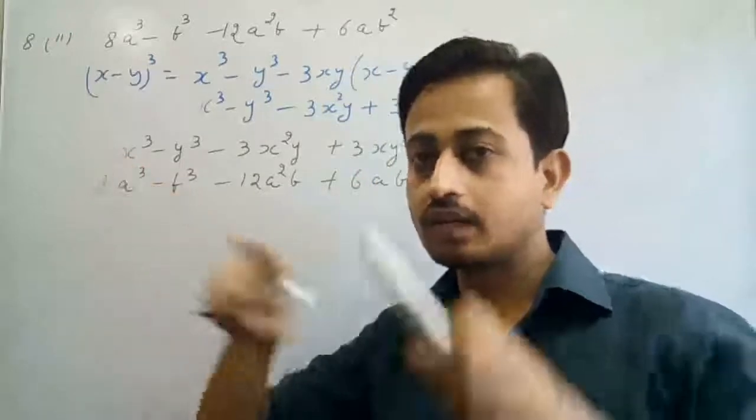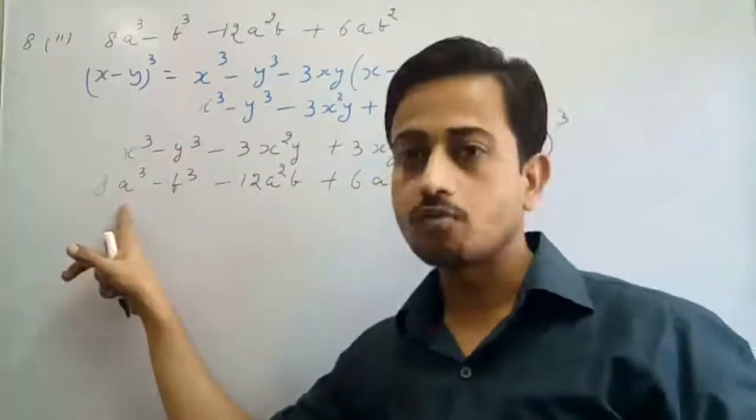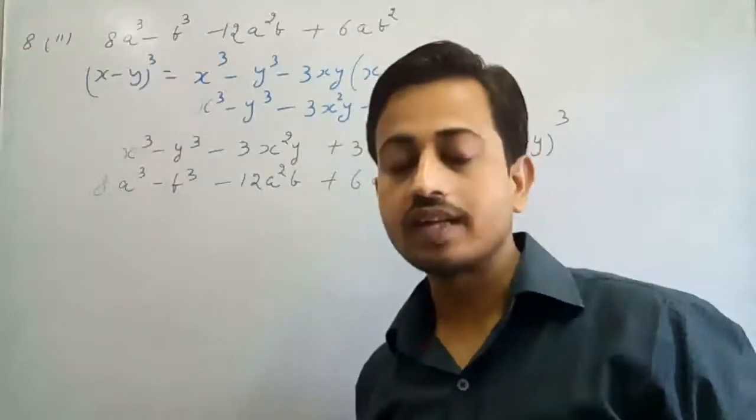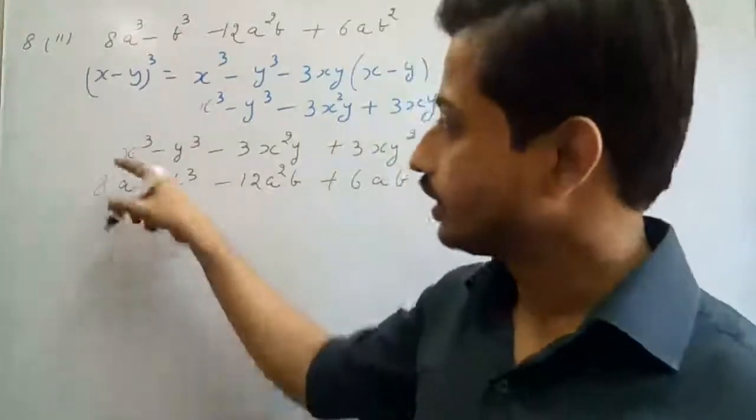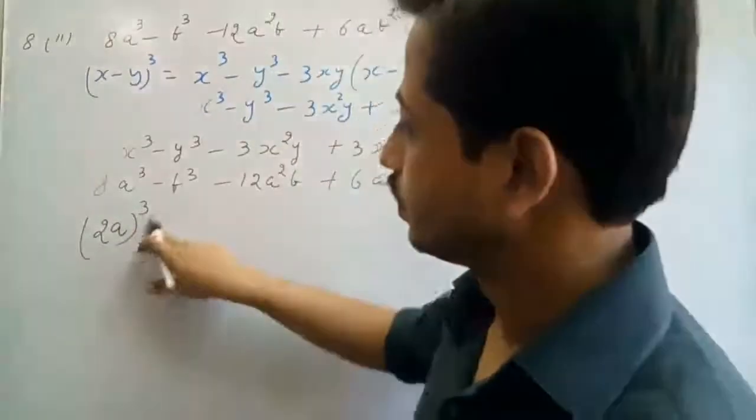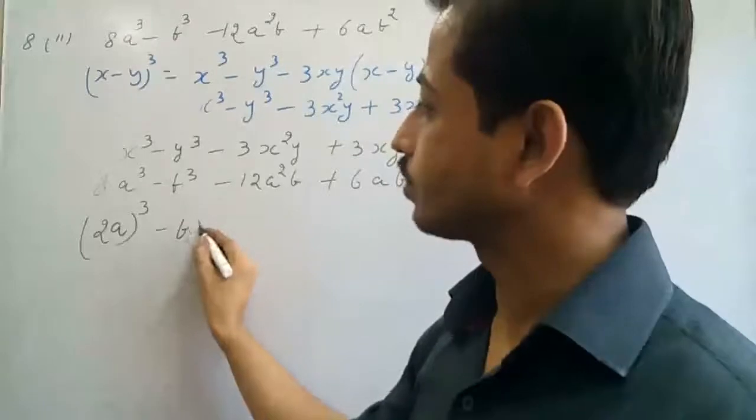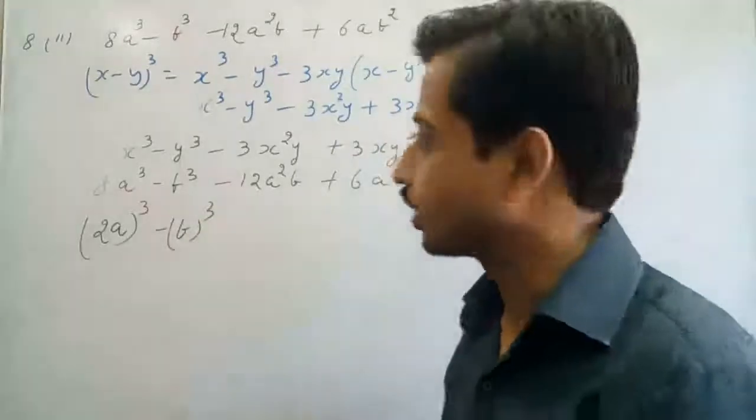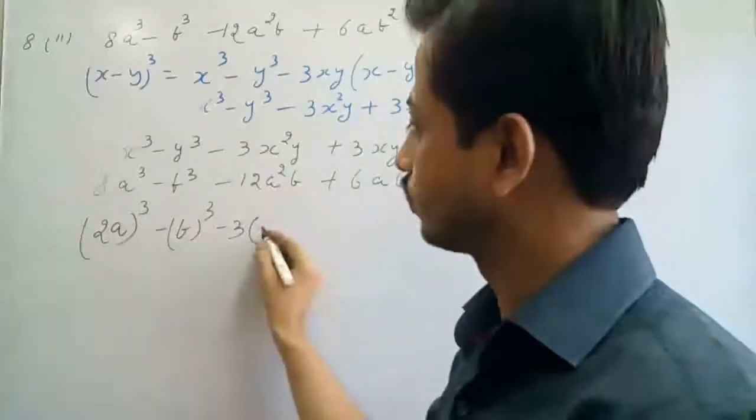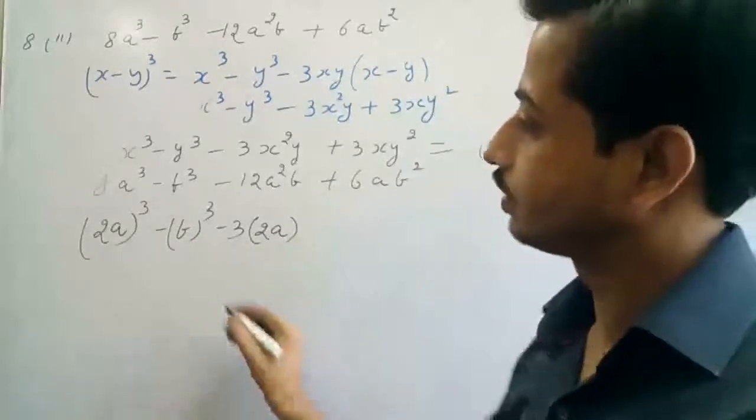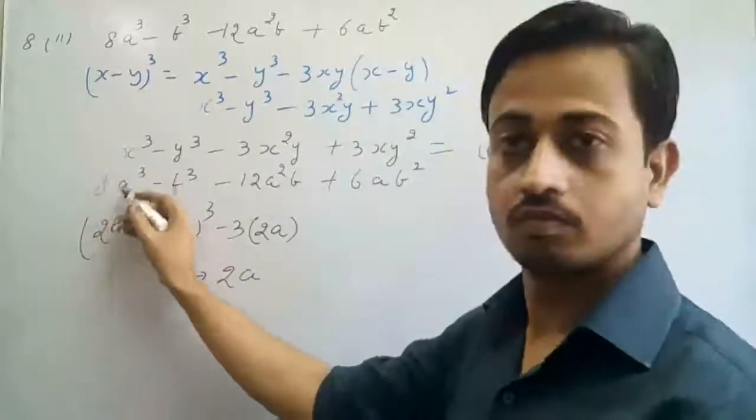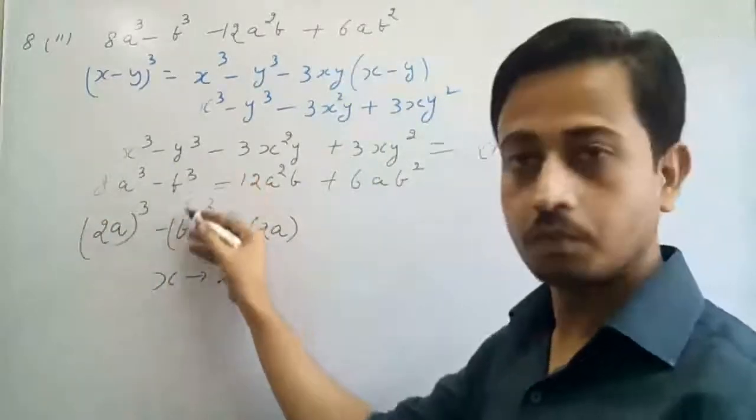Now what do we have to do? Write in terms of whole cube. So this is the whole cube of 8. What is the whole cube of 8? It is 2 into 2 into 2. We can write it as 2 cube. So overall it can be represented as 2a whole cube. Then b cube is already in terms of whole cube. Now apply the identity. Minus 3 into x. x is what? 2a. x is our first term, and y is what? This is b.